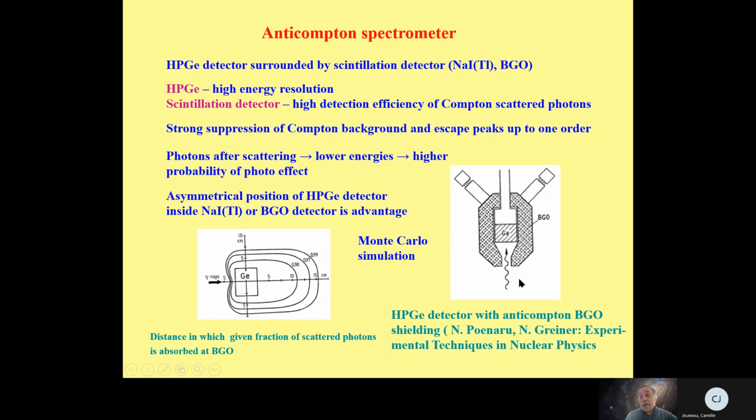Here is an example of such a high purity germanium detector inside this anti-Compton shielding, and it is possible to have better spectra. And you see also these low energy weak lines on the Compton background of strong lines with higher energy.